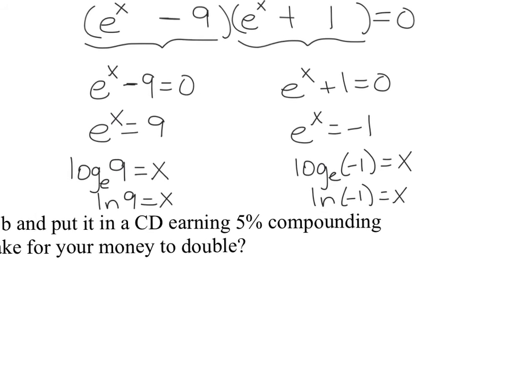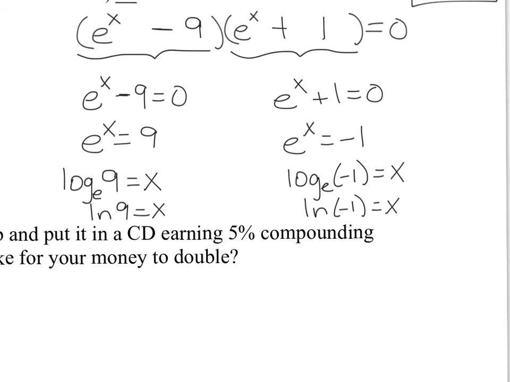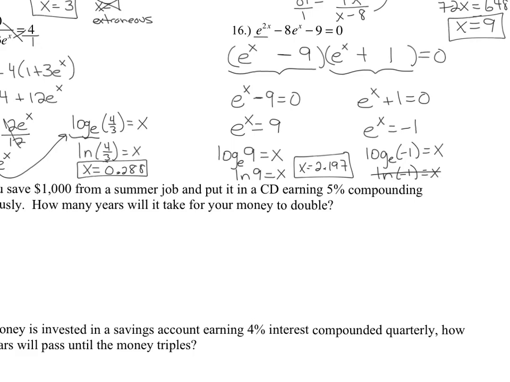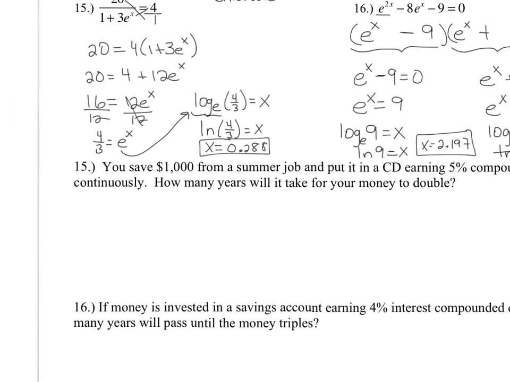Now the natural log of 9 you can type in the calculator. So you just type in natural log and then the number 9. And you should get an x value of approximately 2.20 if you round to 2 decimal places, or 2.197 if you go to 3. And then the natural log of -1 is not possible because you can't take the log of a negative number, so that one does not create any solution. So that's number 16.